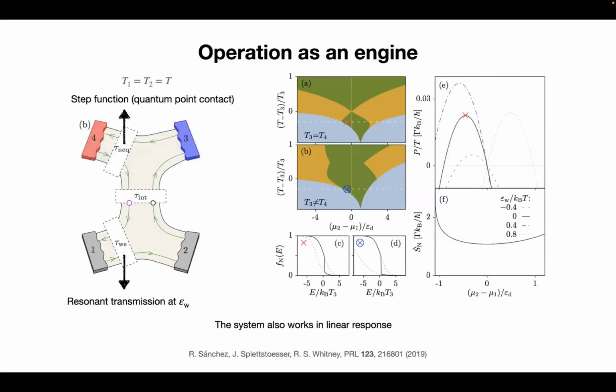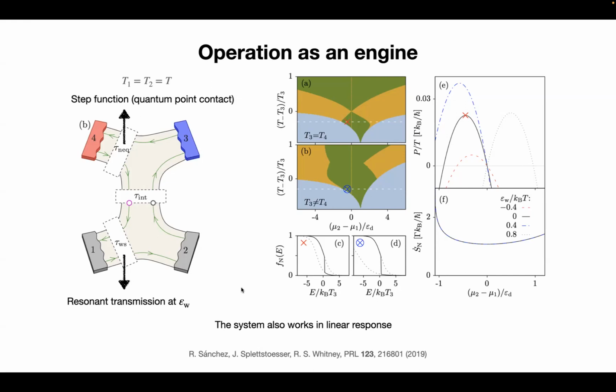Okay, and then this is an example when the system is operated like an engine. Here, the transmission is chosen to be a step function, which you can do with a quantum point contact, or a resonant transmission. This could be a quantum dot, for example. And here is what I was saying before. So the non-equilibrium distribution at these 2 points in the density plot look like this. So they are a mixture of thermal distributions, and by themselves are non-thermal.